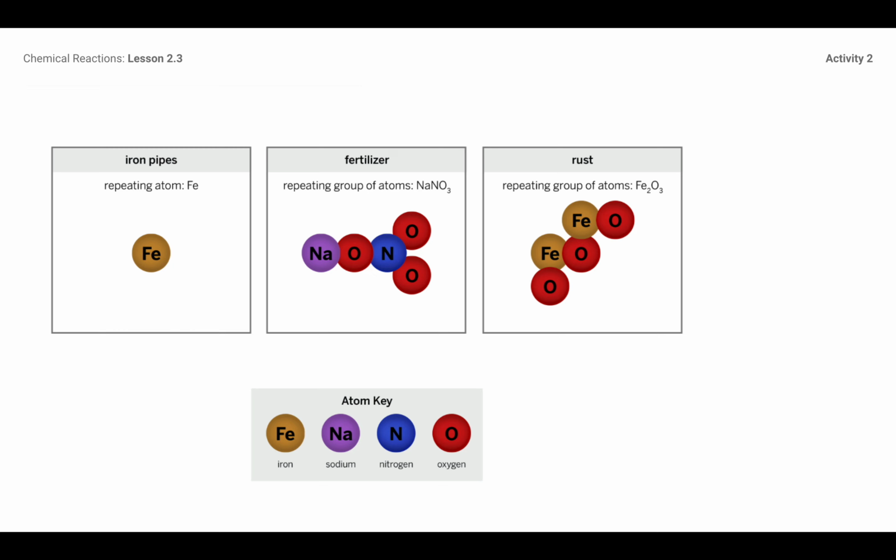Just a reminder that Dr. Yoon has sent over this key to help us remember what the formula or the chemical makeup of these molecules were.